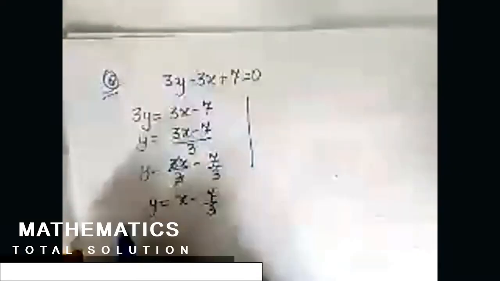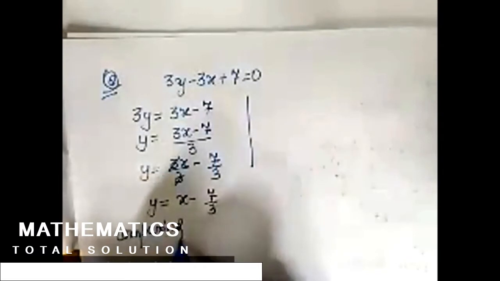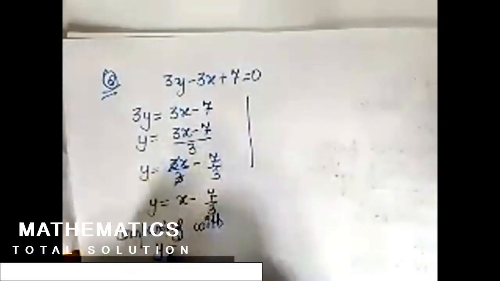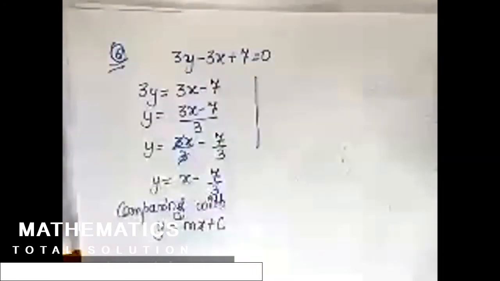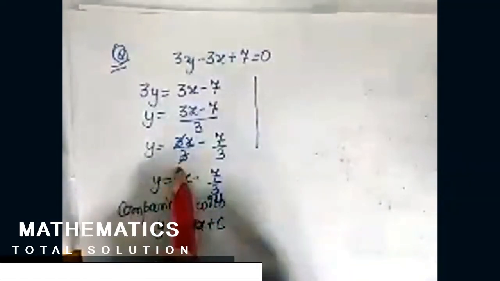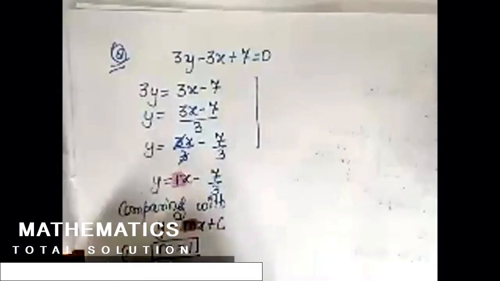Now we compare it with y equals to mx plus c. When we do the comparison, beta, with x we have m here, and what do we have with x here? What number? Slope has come. First answer has come, beta.